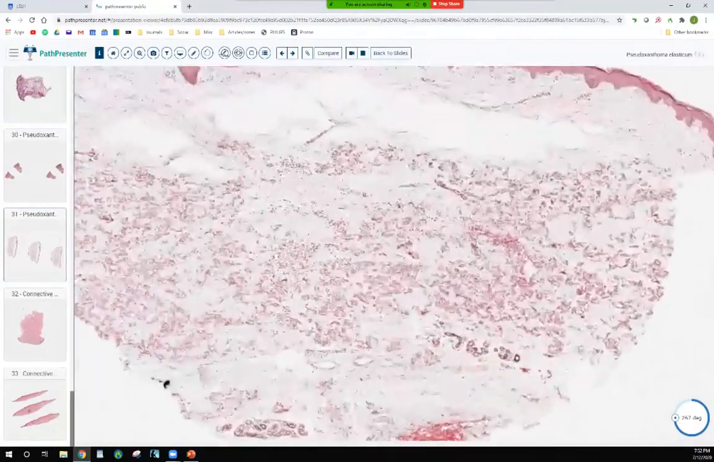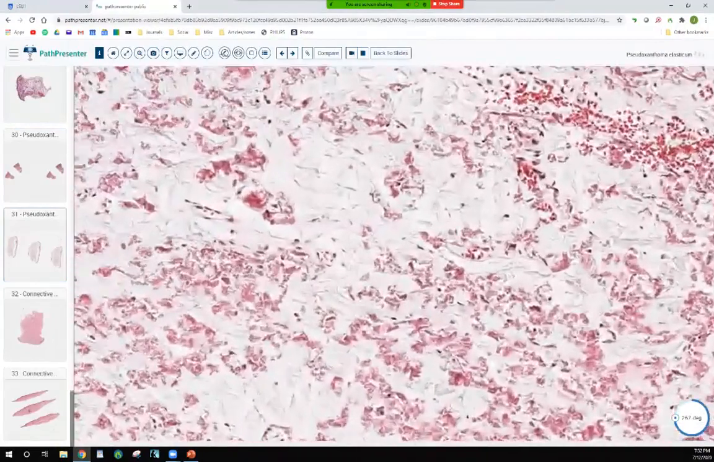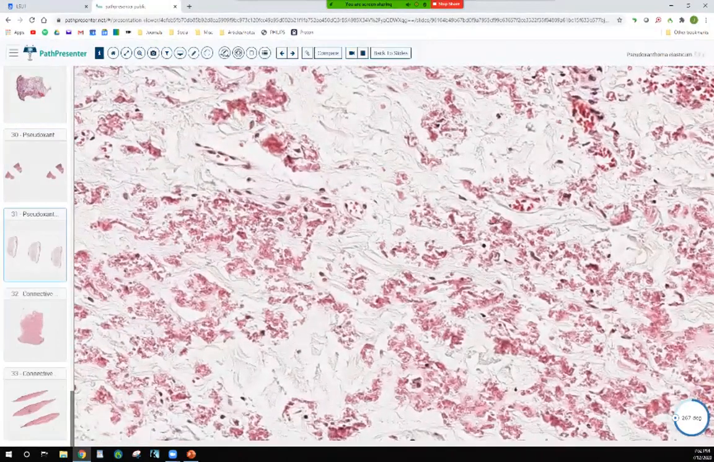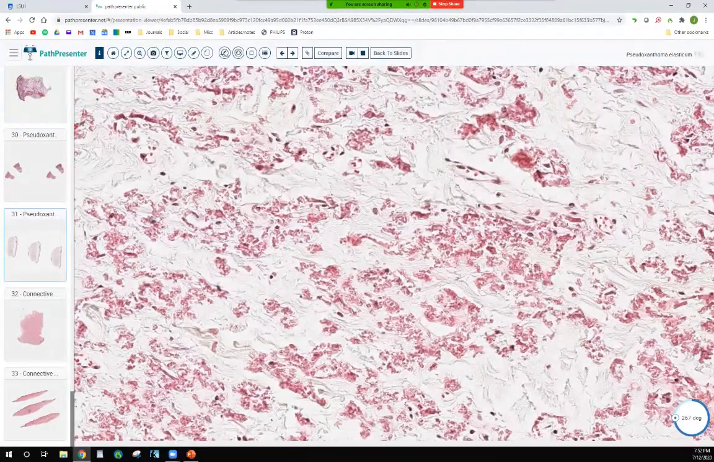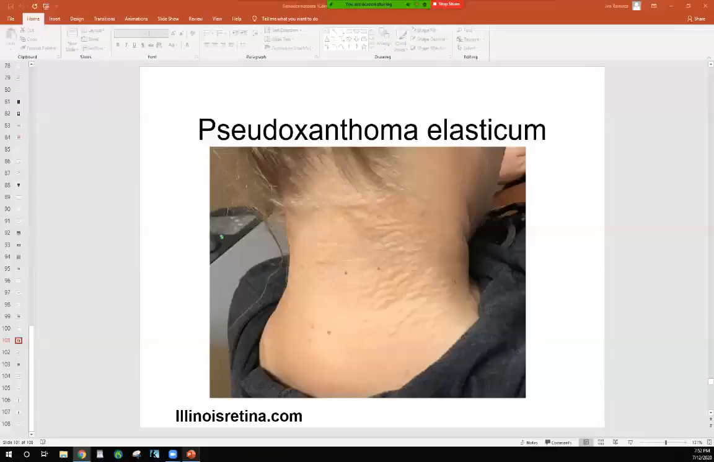Here's another example. So I would not be surprised if they showed you this on your board exams. Again, the short, curly, frayed look, which will stain positively for calcium. All right, questions about that?